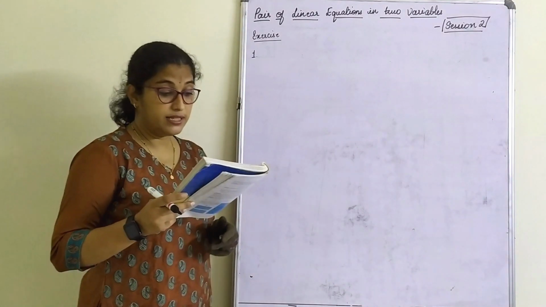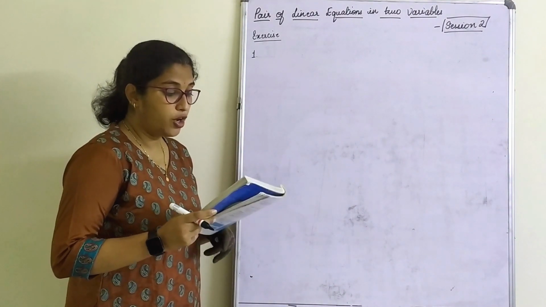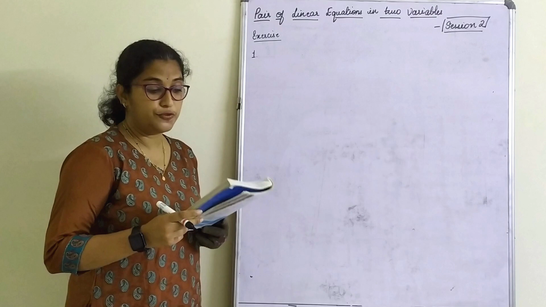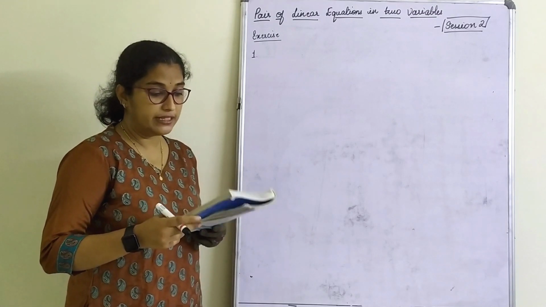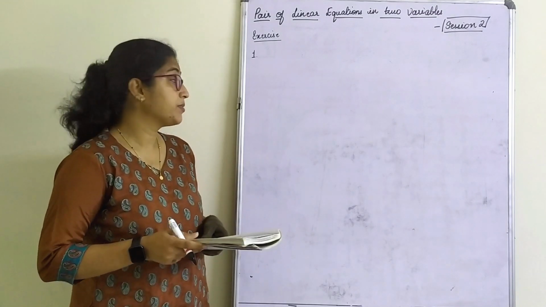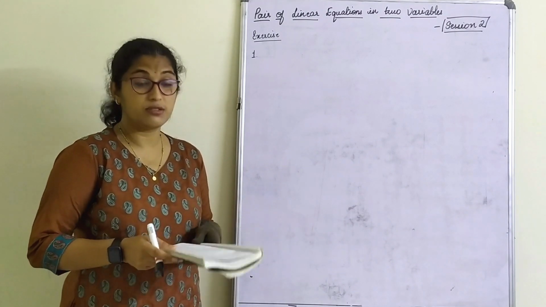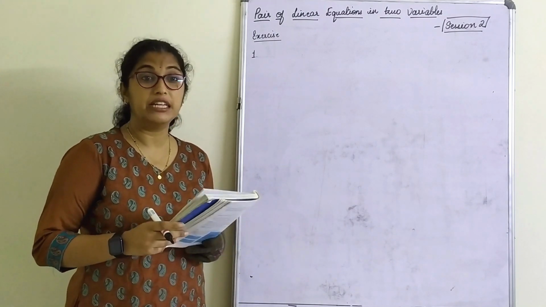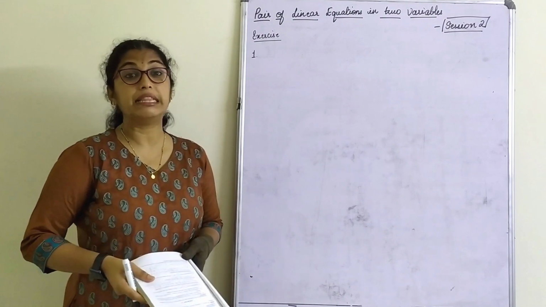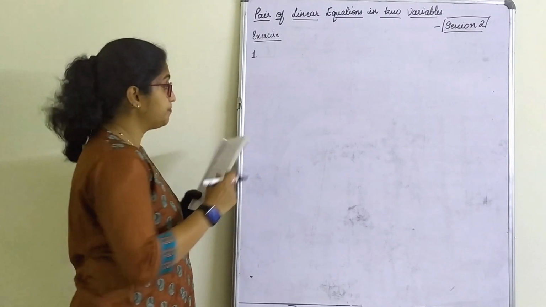Let's start with the exercise. Next exercise. Form a pair of linear equations in the following problems and find their solutions graphically. I need not repeat again and again, children. They have asked us to find the solutions graphically. So in which book you have to do? In the graph book. It is understood.